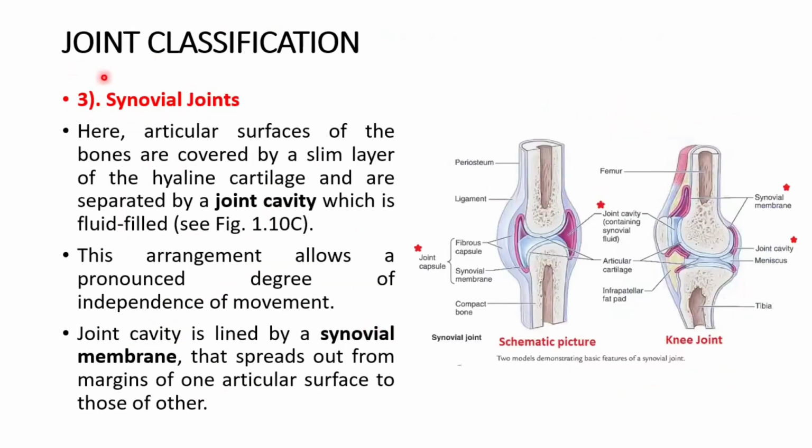Now the last and very important, the synovial joints. Here the articular surfaces of the bones are covered by a thin layer of hyaline cartilage and are separated by a joint cavity which is fluid filled. Here you could see this is the joint cavity.